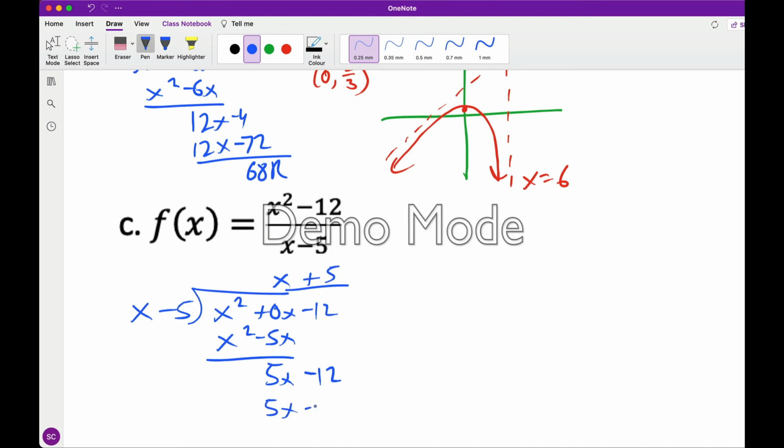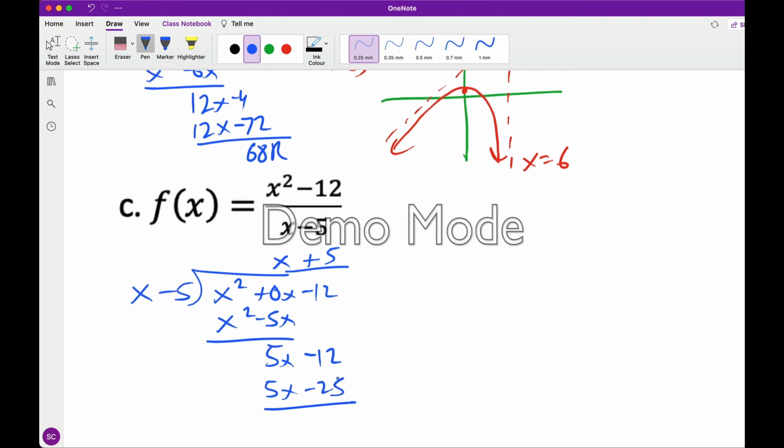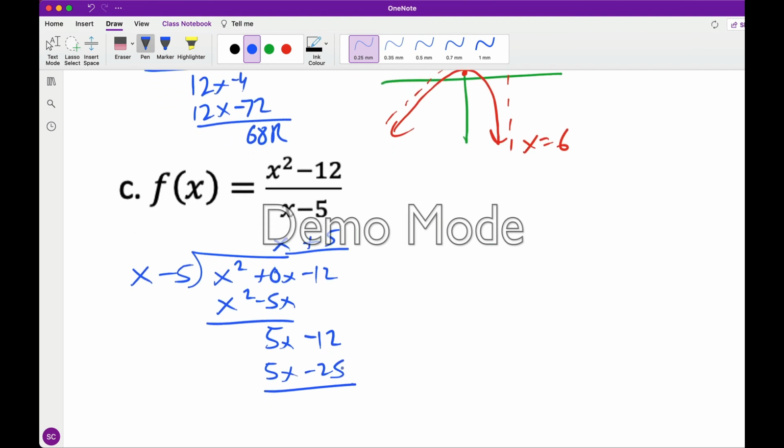Multiply by that, you get negative 25. Remember, we're subtracting, so it's negative 12 minus negative 23. We get 13 remainder. So that means the function is x plus 5 plus 13 out of x minus 5. Okay, so the oblique asymptote is going to be y equals x plus 5. The vertical asymptote is going to be x equals 5.